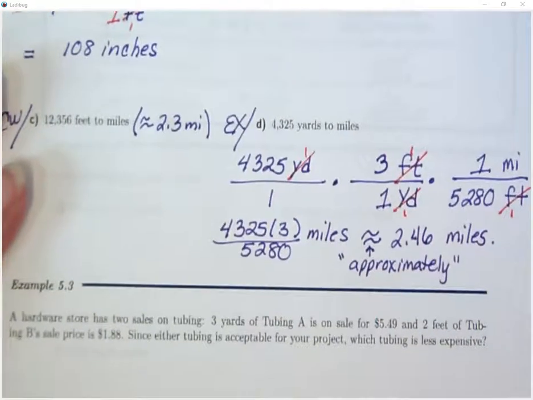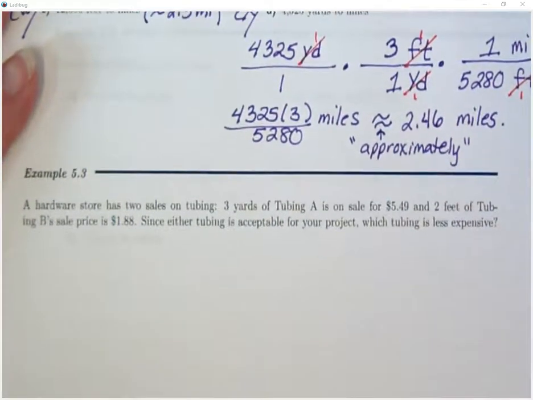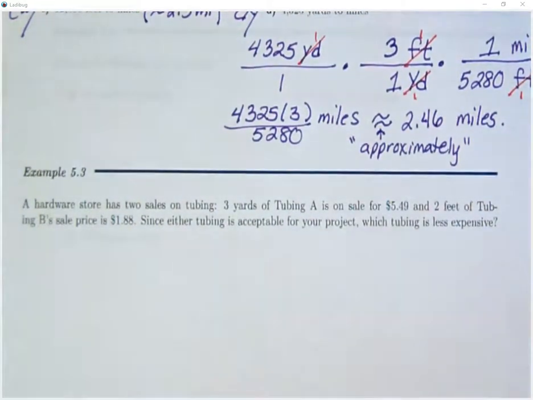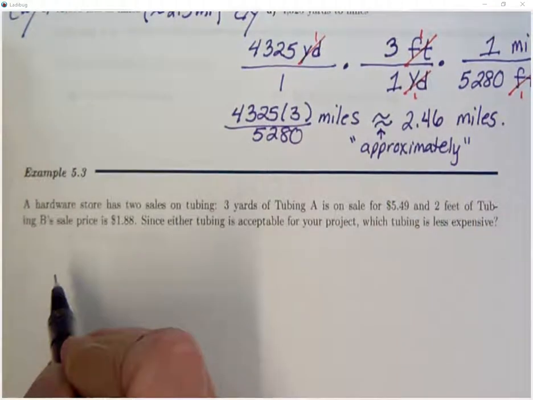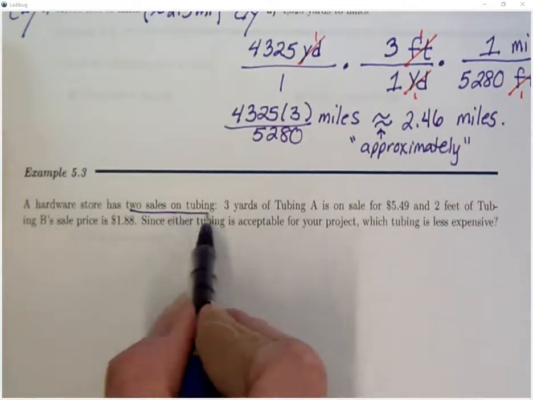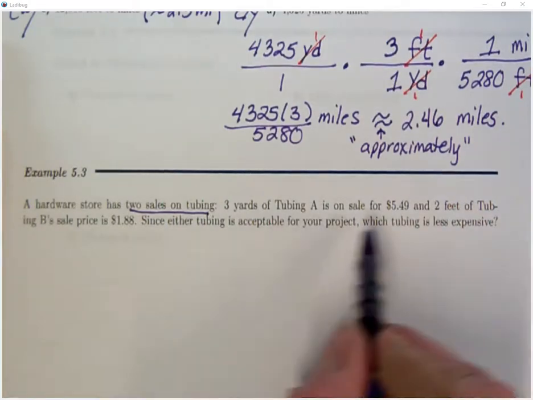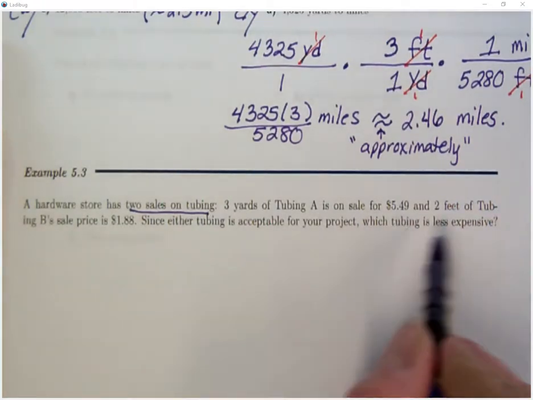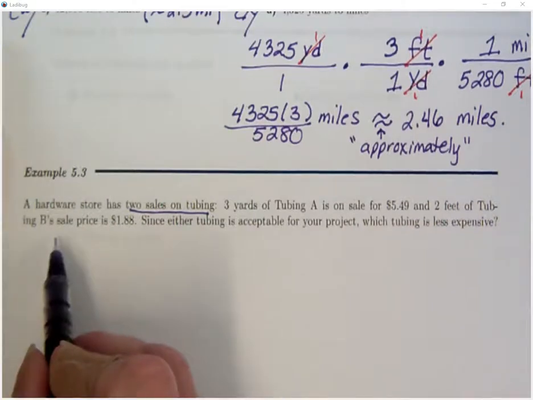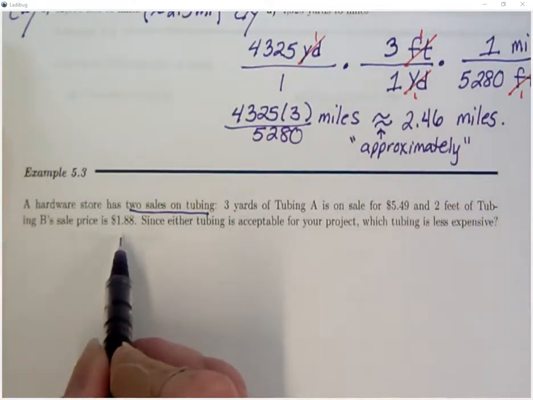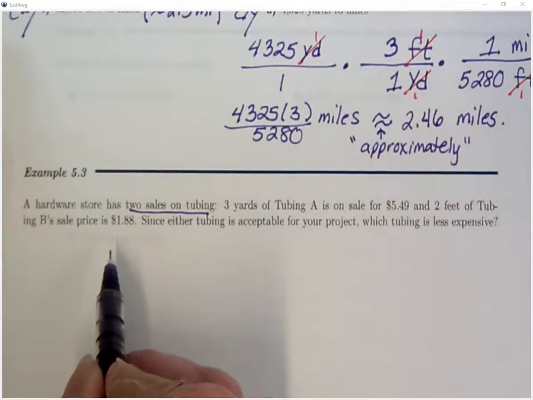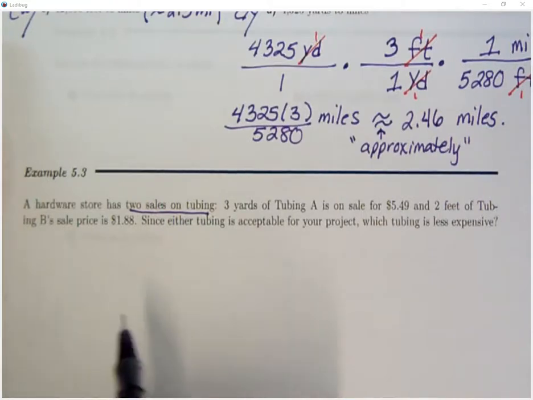We have a word problem now at the bottom. I'll do that one out. We're going to apply our skills that we were just working on. So we have 2 sales on tubing. 3 yards of tubing A is on sale for $5.49, and 2 feet of tubing B's sale price is $1.88. Since either tubing is acceptable for your project, which tubing is less expensive?